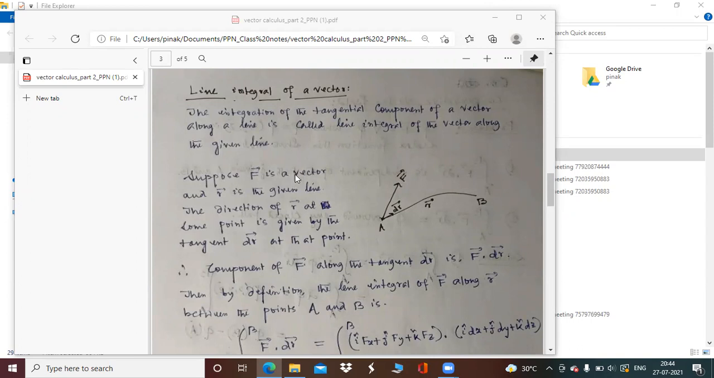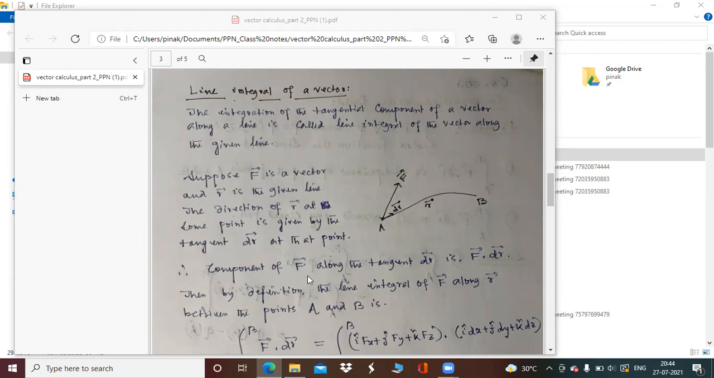Now, suppose f bar is a vector quantity, and r bar is the given line. So again, you refer to this figure. In this figure, r bar is the given line, which actually has two endpoints A and B. The direction of r bar at some point is given by the tangent dr bar at that point. So here dr bar actually represents the tangent direction of this particular curved line at any point.